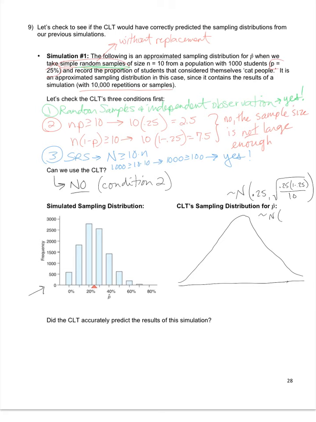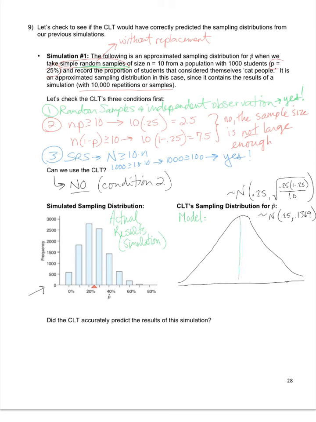So this is approximately normal, center at 0.25, and a standard error of about 0.1369. And that comma is just to separate the two numbers on our list. So our central limit theorem's model, keep in mind this is the model. Over here on the left, these are actual results from a simulation. And what we're trying to do is see if the model would have predicted what happened with our simulation.